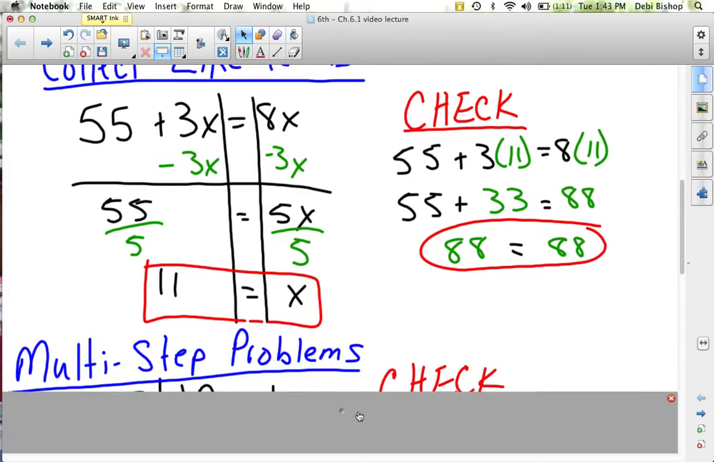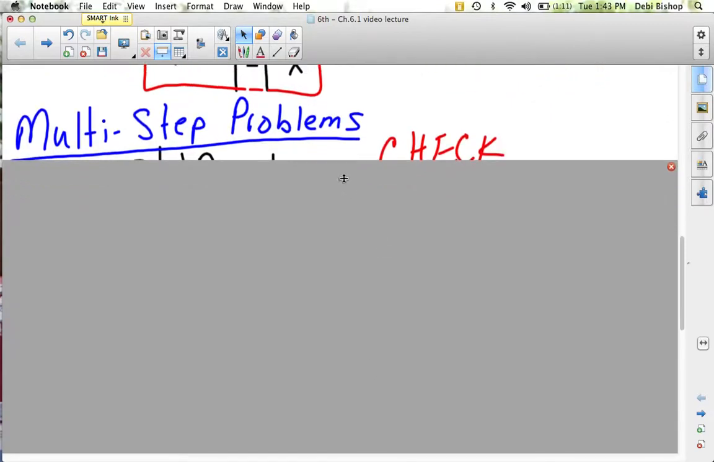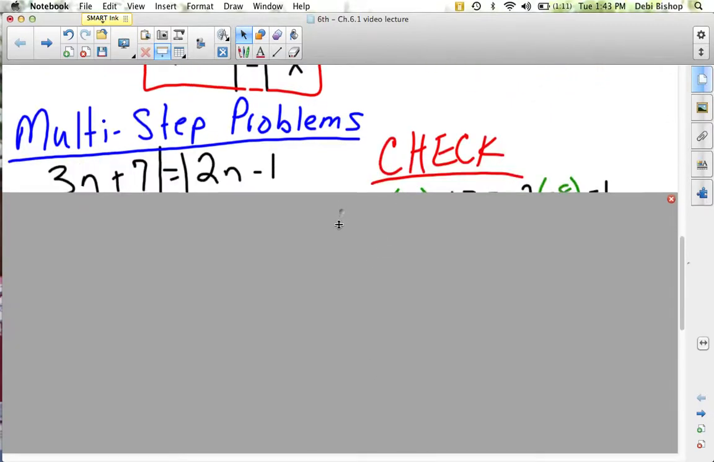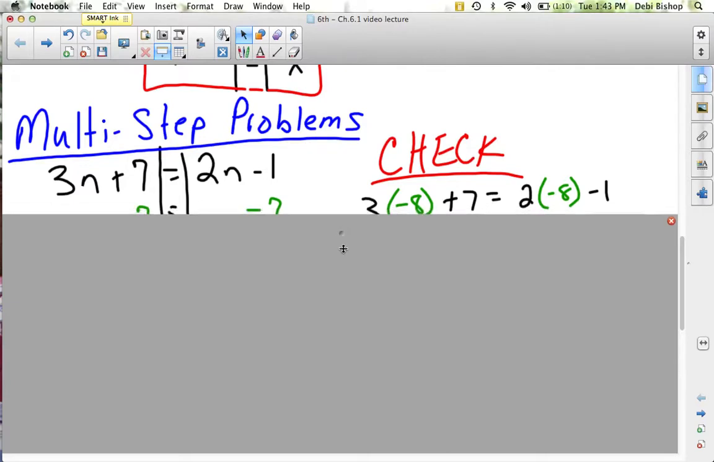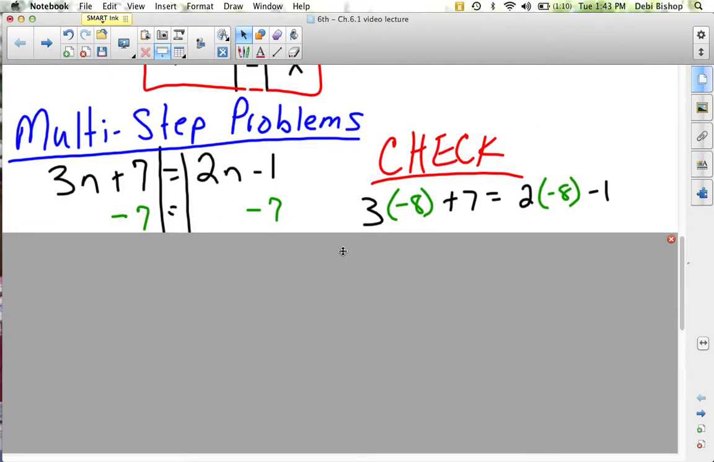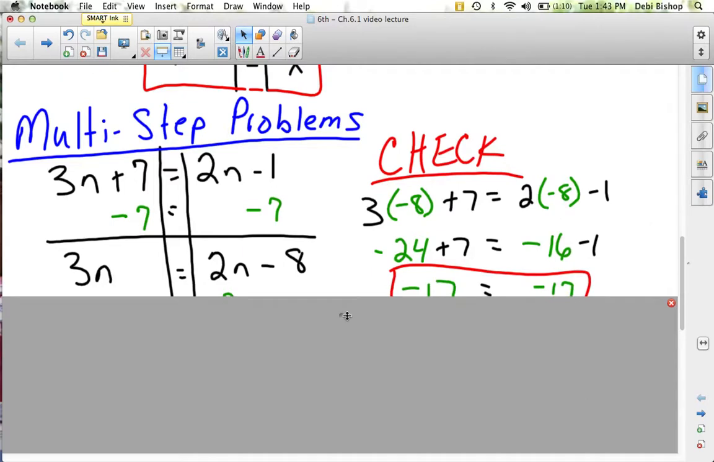Now, you'll do the same thing with multi-step problems. So it's not always one at a time. So if we have the problem 3n plus 7 equals 2n minus 1, you can see we have variables on both sides and we have integers on both sides. You want to get variables on one side and integers on the other. So I'm going to start with getting my integers on the right side. So I'm going to subtract 7 on both sides. Then you're left with 3n equals 2n minus 8.